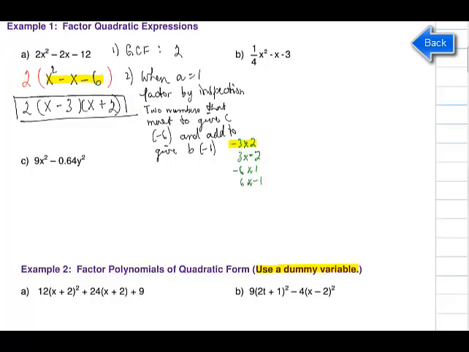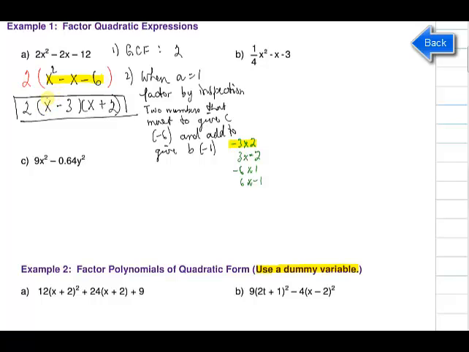Okay, and just a reminder that if you want to check your answer to see if it's correct, you are going to expand to see if you get back to the original question. So I'm just going to do that on this question. And in the future, if you have time on a test or a quiz to do that, you really should.